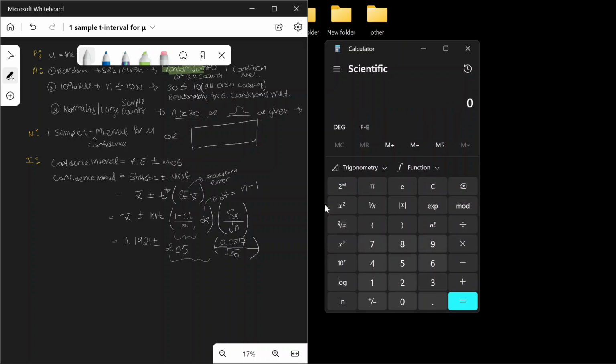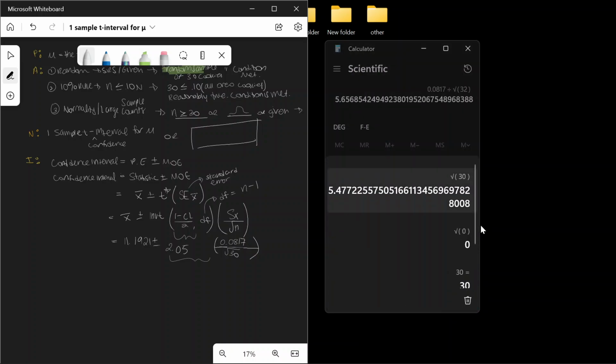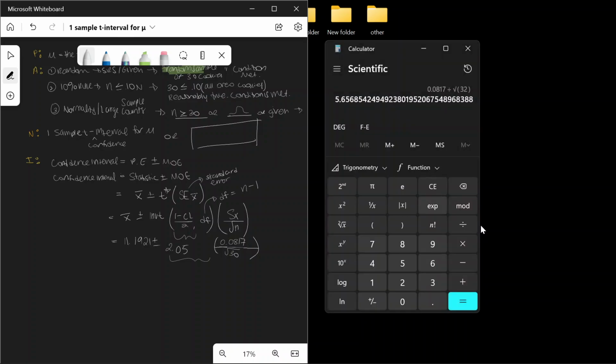Oh, I think you write the number first. 30 square root. Okay, there. So let's do that. So you take 0.0817 and divide that by 30 square. Oh no, that's not what I meant. I meant, 0.0817, divide that by 30, not 32, square root, and that's your answer.